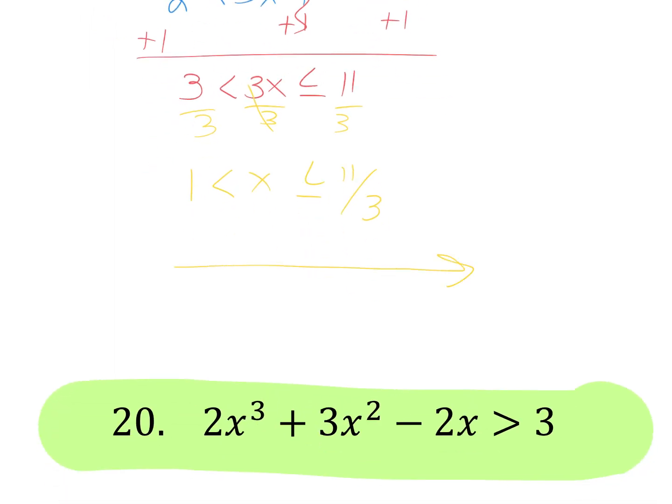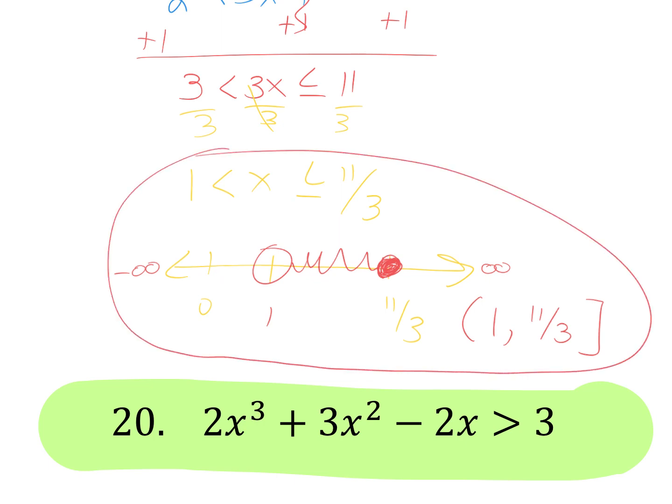This is super easy to graph, guys. You already told me at the beginning what it's going to look like. Here's my 0, here's my 1, here's my 11/3. What kind of a dot do I have at 1? Why is it open? Because it's not included. What do I have at 11 over 3? Closed, because it is included. And where is my x? In the middle. So where am I going to color? There you go. And what can we always check? Always check 0. In this case, if I plug 0 in, should it work? No. So my interval notation here would be 1 to 11/3. Parenthesis on 1, bracket on 11/3.